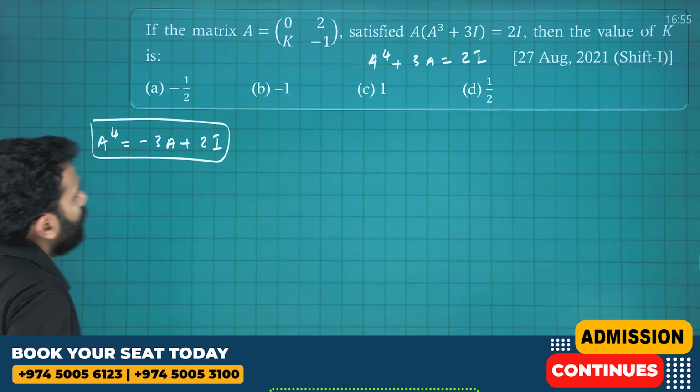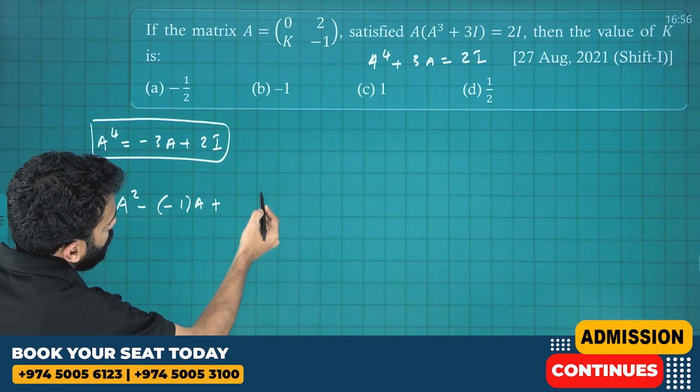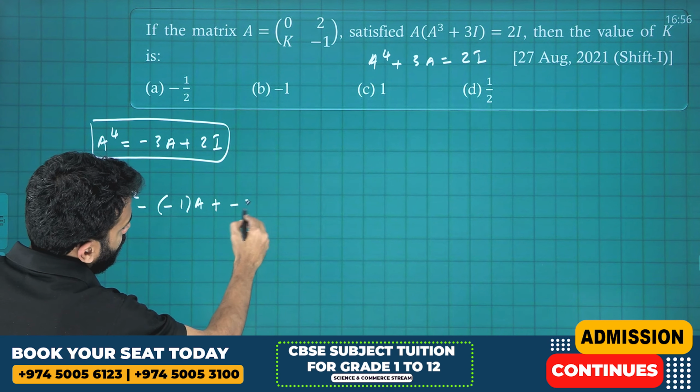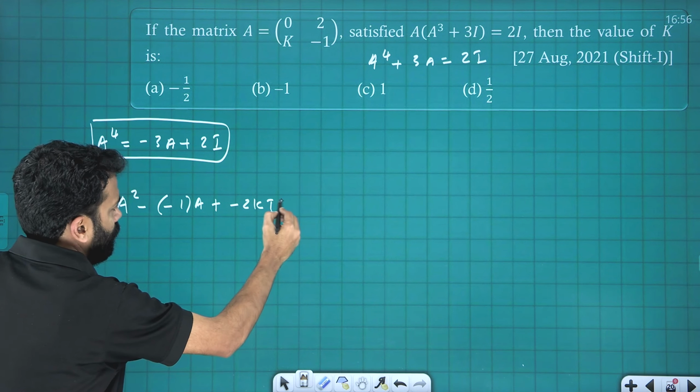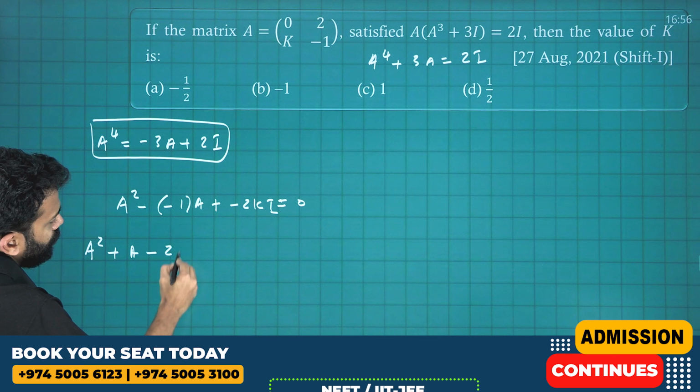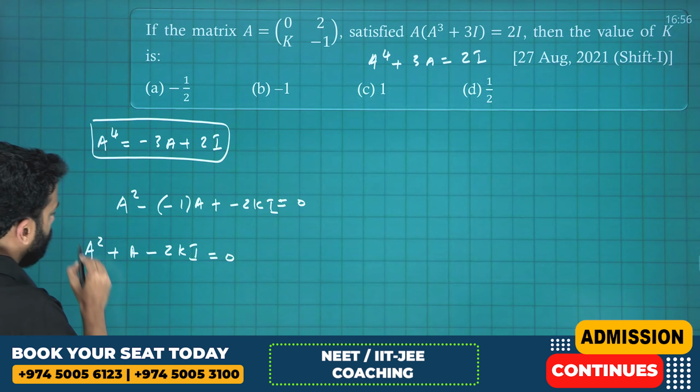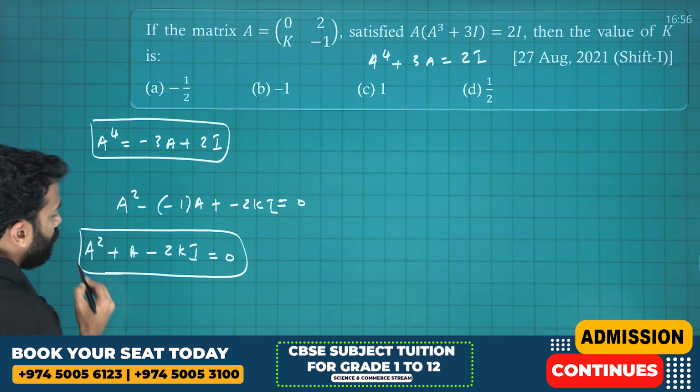Okay, the next one, we can find the corresponding matrix polynomial, quadratic polynomial. Therefore, it will be A square minus, what is trace of A, minus 1, into A plus, what is determinant of A, minus 2k. I'm not equating it yet, you know how to find that it is equal to 0. Therefore, I'm rewriting this as A square plus A minus 2kI is equal to 0. Okay, so we have now two equations.